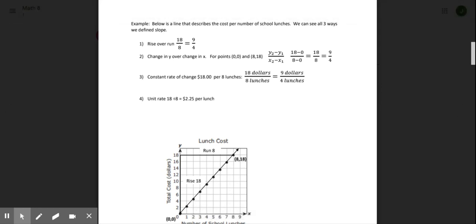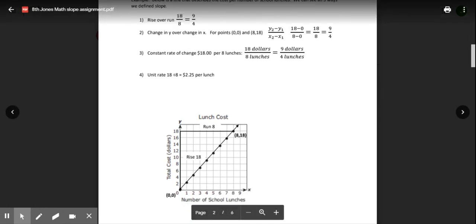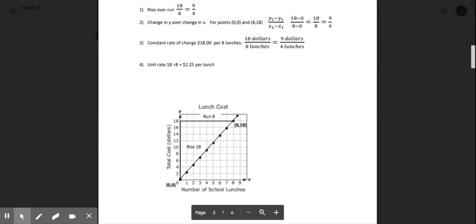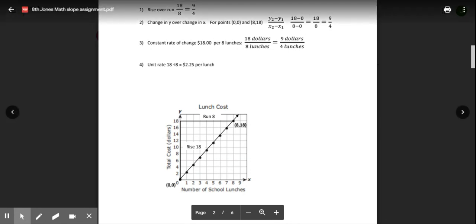As a constant rate of change, we're saying it's 18 lunches per 8 students. Again, we go over here. Sorry, it's $18 per 8 lunches. So you come over here, because in dollars it's $18 and per 8 lunches here. So for every 8 lunches, it's going to cost you $18, or for every $18, it will be 8 lunches, not students. And then again, that reduces down to 9 over 4 right here.